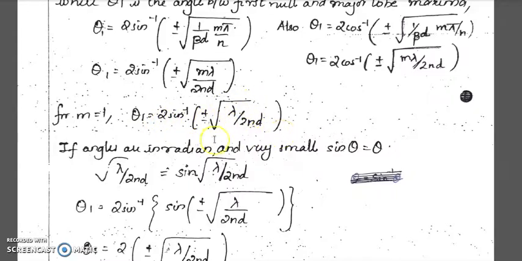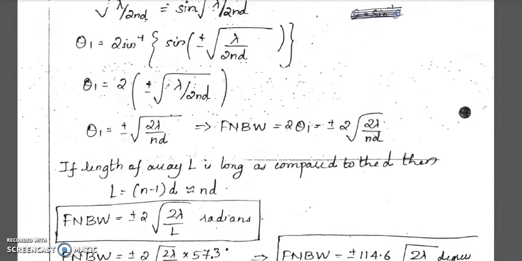And we know that here the angle is measured in radians, so sine theta is equal to theta. So we can say that sine of square root of lambda by 2nd can be written as square root of lambda by 2nd. So instead of sine of plus or minus square root of lambda by 2nd, you can cancel out sine and sine inverse. You will get theta 1 is equal to 2 into plus or minus square root of lambda by 2nd. Finally, you will get theta 1 is equal to plus or minus square root of 2 lambda by nd, and first null beam width is twice theta. You will get this equation.